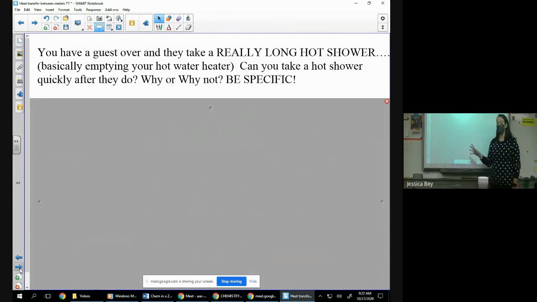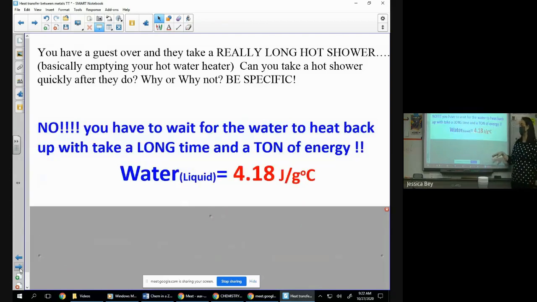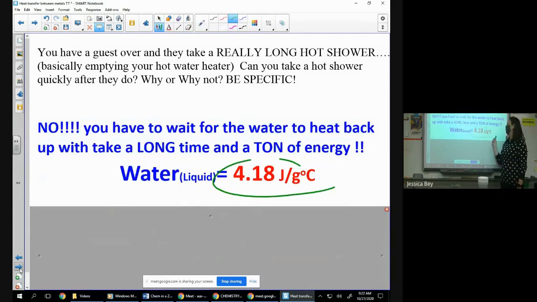All right, so you have a guest over. They take a really long hot shower. They empty your hot water tank. Can you immediately then take another shower? No. The problem with water is it has such a high specific heat capacity. You have to wait a long time to get that energy back into that water to heat it back up. That's why parents are like, I'm not paying that hot water bill, because it costs a lot of energy to heat up water because it has a very high specific heat capacity. Okay.